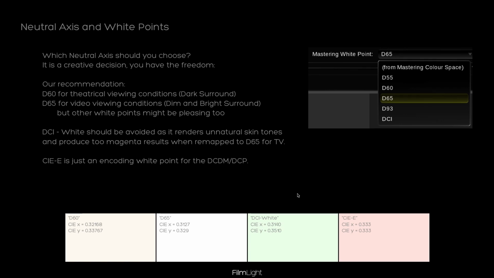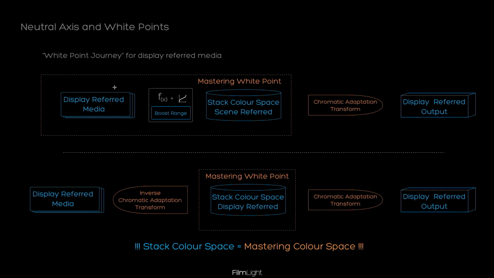So far so good. We have only discussed scene-referred inputs till now. What if we have a display-referred input in our timeline? How does the mastering white point affect the handling of content's neutral axis? There are two workflows Truelight distinguishes.